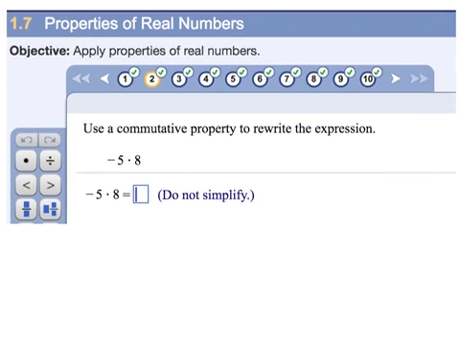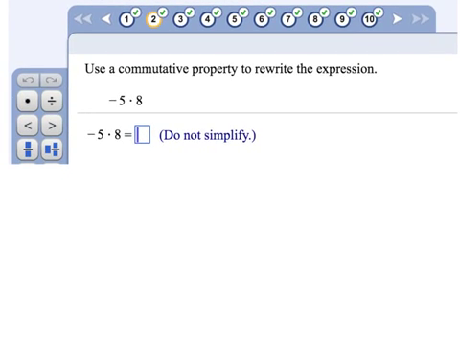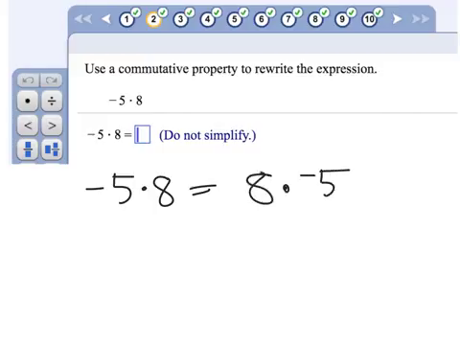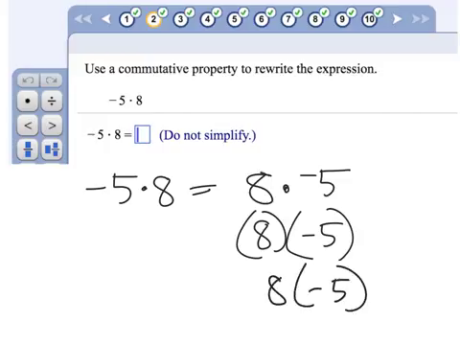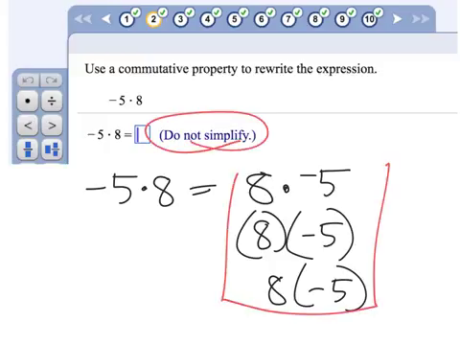And again, use the commutative property. So you've got -5 times 8. That becomes 8 times -5. Now if you want, you could put 8 times -5 like that, or you can put 8 times -5 with parentheses. All three of these options would work. And again, don't simplify, just put in one of these answers in this little box.